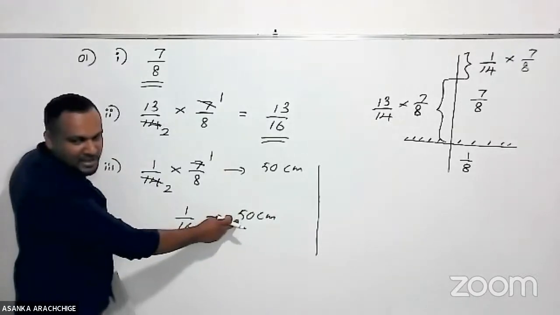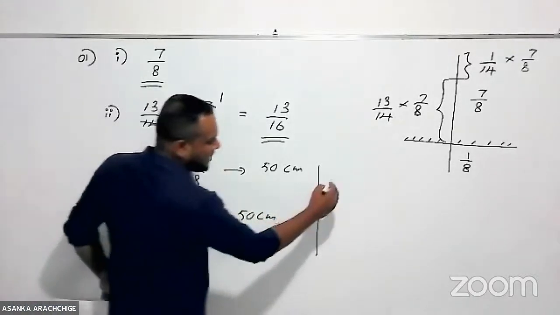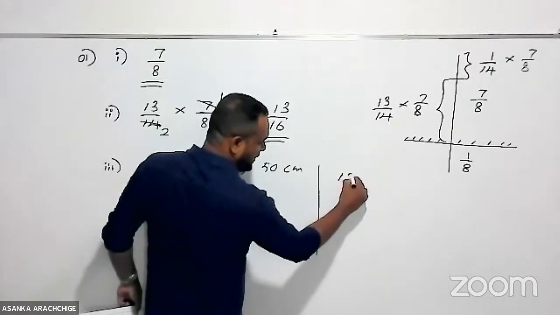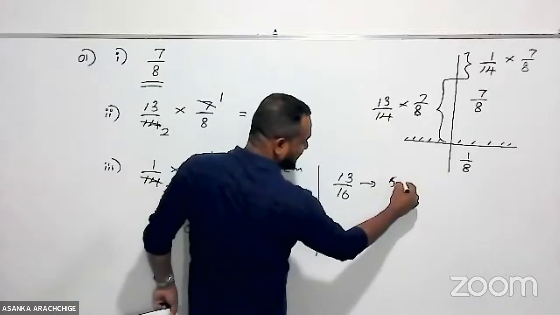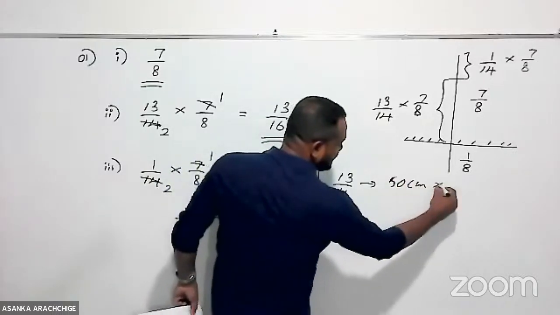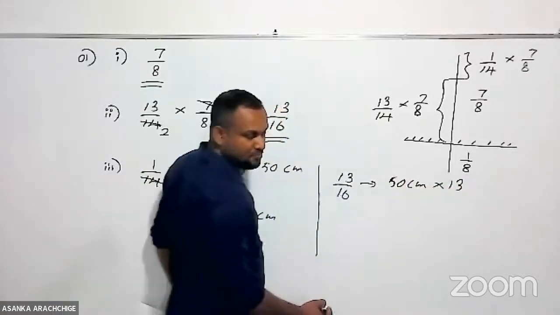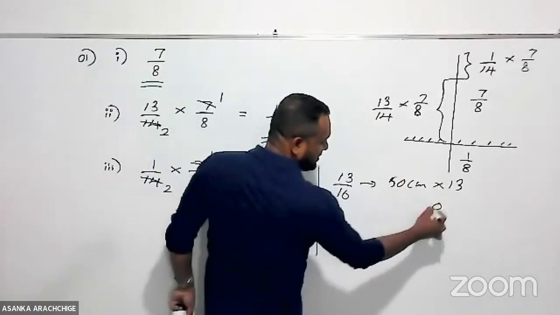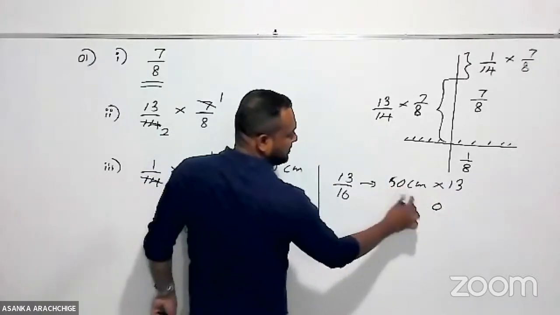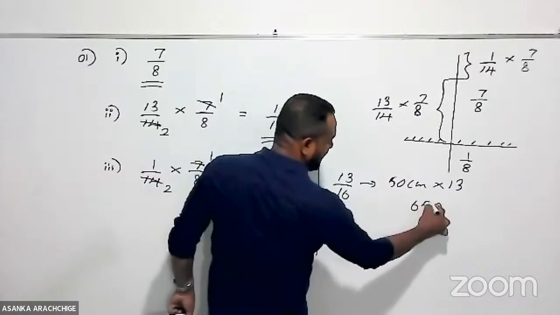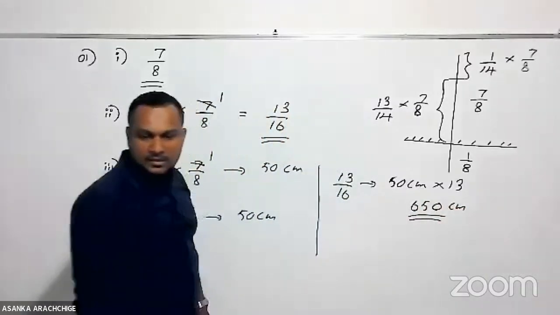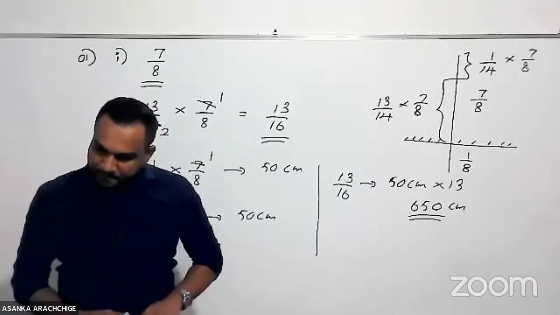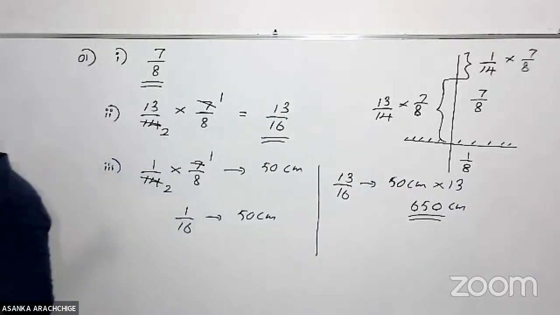This should be multiplied by 30. Multiply, therefore 13/16 is equal to 50 centimeters times 30. Put the 0 at the end, then 15 times 5, 65. Answer: 650 centimeters. Clear?